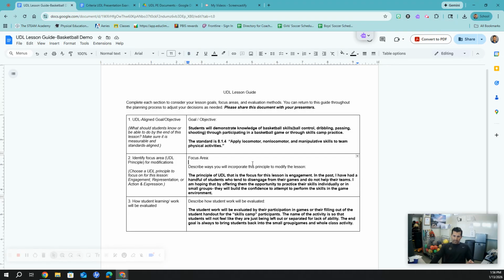Basically what I've noticed over the years is engagement, right? I have those kids who, once we're outside, once we're in the game environment, they tend to shy away. So maybe when we were doing the skill development, they might have fit in with what everybody else was doing. Maybe they can move with the ball, but once the pressure of the game came into play, either they were over to themselves, they showed low confidence, they asked to go to the restroom a million times, a lot of general task avoidant behaviors. So the principle of UDL that's a focus for this lesson is engagement.